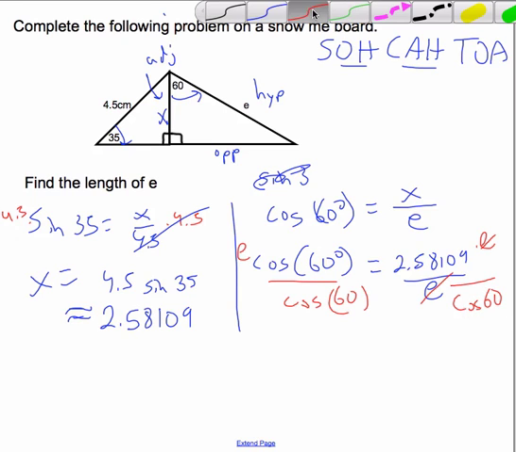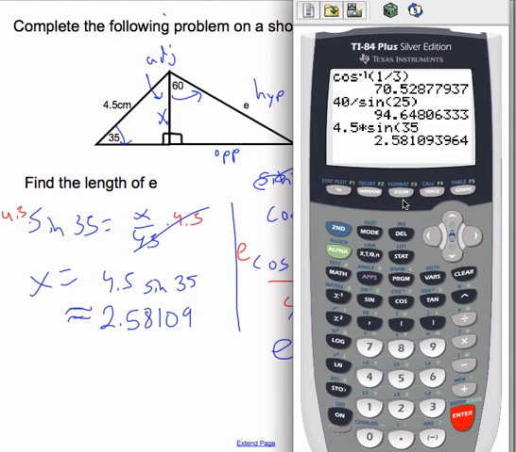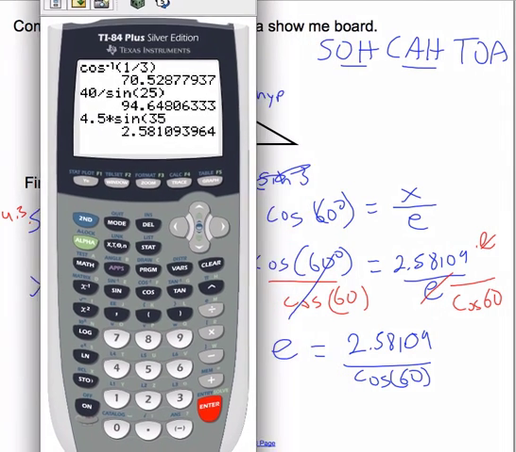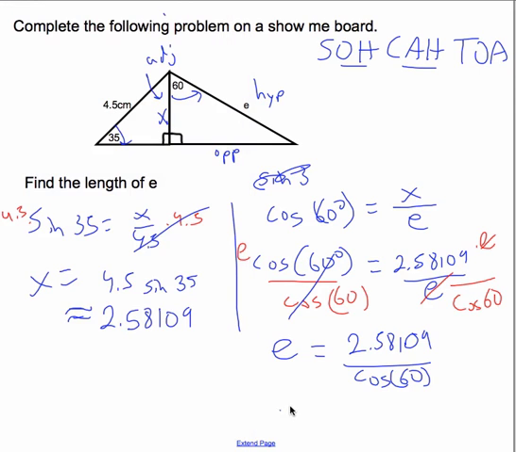So we're going to get E equals 2.58109 divided by cosine 60. So rather than typing out 2.58109, I'm going to use the number on my calculator, and I'm just going to press divide and then cosine 60. And we get 5.16, so E is about 5.16 centimeters.